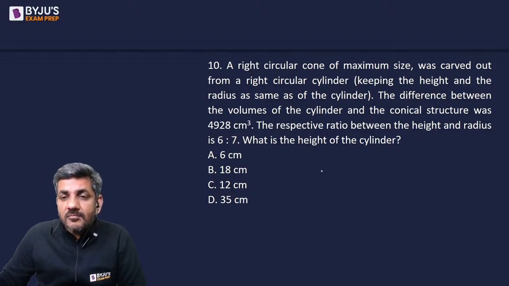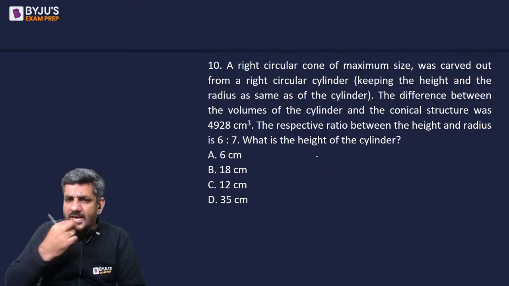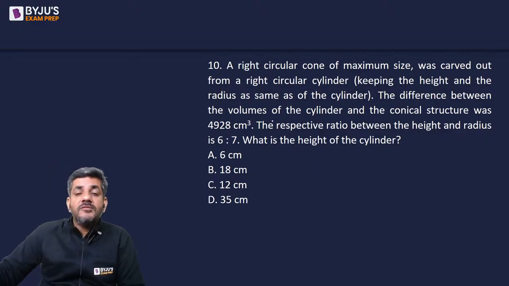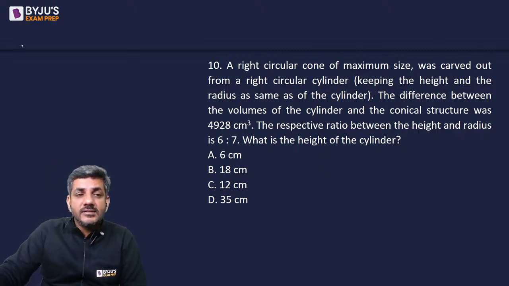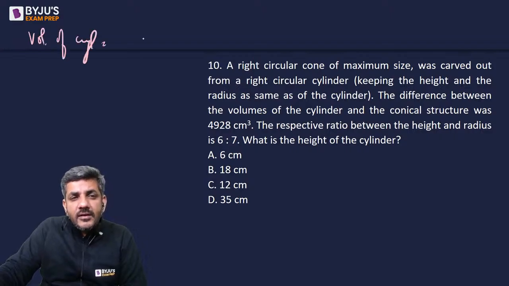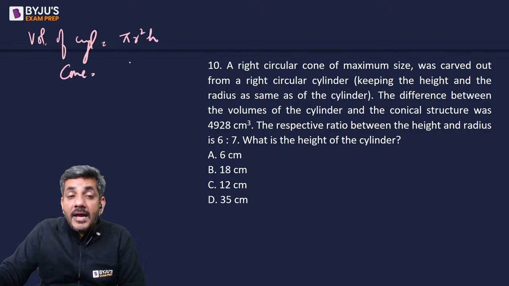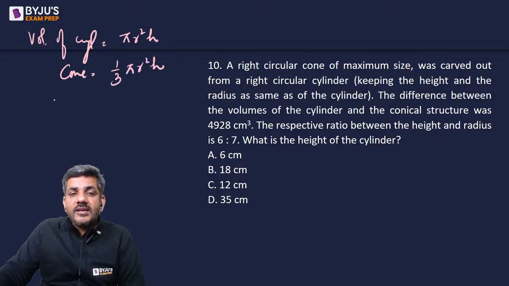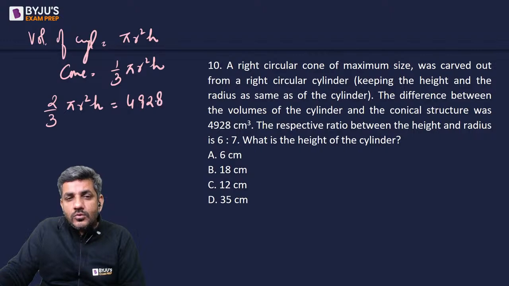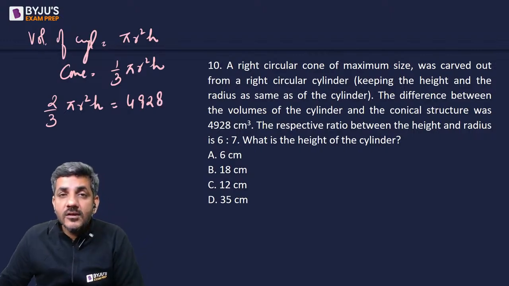A right circular cone of maximum size was carved out from a right circular cylinder, keeping the height and radius same as that of the cylinder. The difference between the volume of the cylinder and conical structure is this. We all know that volume of a cylinder is pi r square h, and volume of the cone with the same height and radius is 1 by 3 pi r square h. Question says the difference between the two. The difference between the two is 2 by 3 pi r square h. और वो आपको दे रखा है 4928 के बराबर. 2/3 pi r square h is 4928.